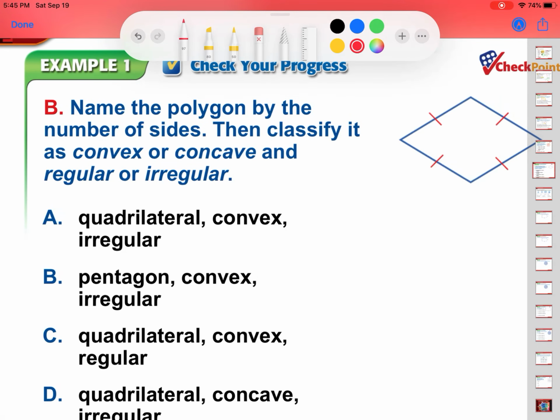Name the polygon, classify it, and so on. It's a quadrilateral, it has 4 sides. All the side lengths are the same, but the angles are not the same. We can see we have some obtuse and some acute angles here. So it is going to be irregular. It is convex, and it's a quadrilateral. So an irregular, convex quadrilateral. So it must be A.